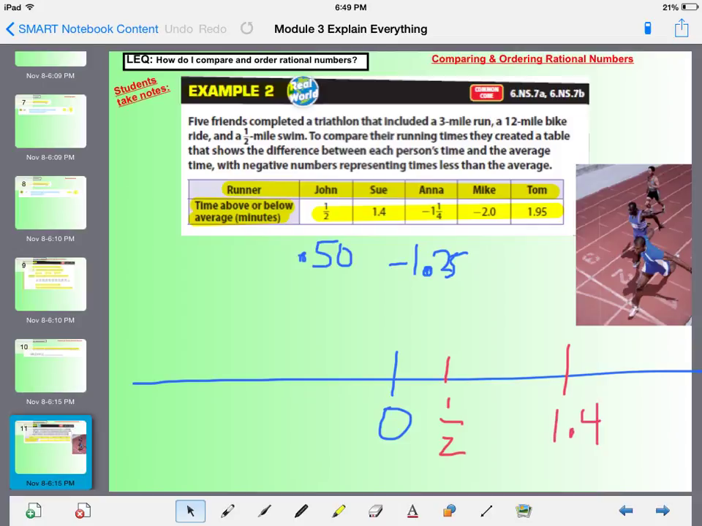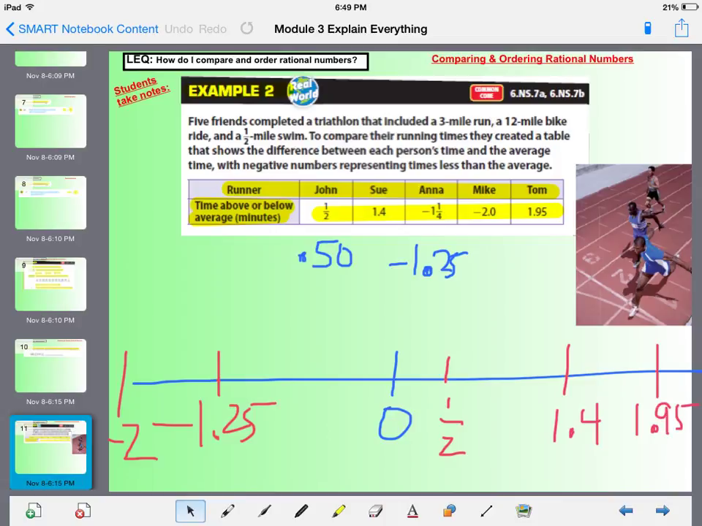Anna is at the negative side, so we're going to go ahead on the left-hand side, and we're going to identify her at -1 25 hundredths. We have Mike at -2, and so he's over here somewhere, because remember when we talked about negative numbers, we are going further to the left. And then Tom is at 1 95 hundredths, so he's going to be on the positive side, and he was pretty much the slowest guy there.